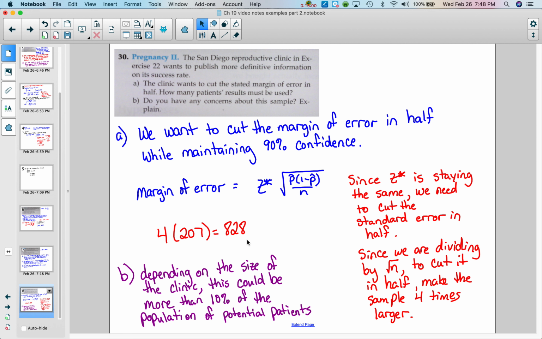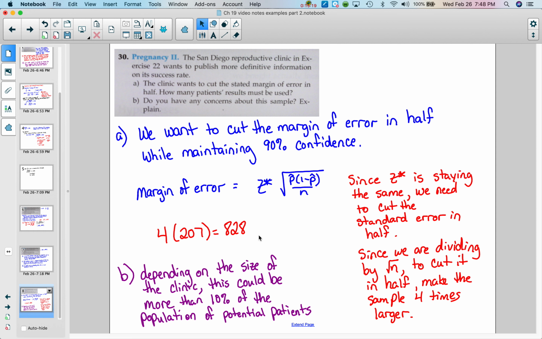Then in part B, they ask, do you have any concerns about this sample? The only thing that might be a concern, depending on the size of the clinic and the population of potential patients they might have, is that the 828 could be more than 10% of that population, and then we wouldn't have all of our conditions met.